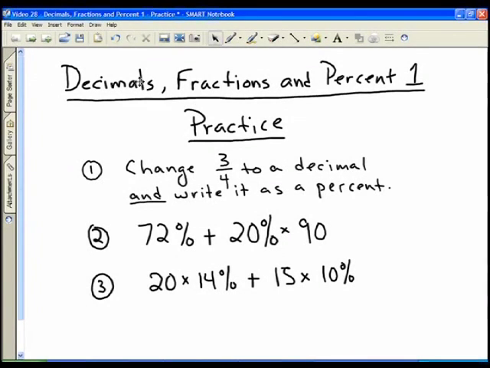In this video, we want to take a look at getting some practice working with decimals, fractions, and percents. So here are 3 questions. Take a moment, copy these 3 questions down, then pause the video, work out the answer to each question, and then resume the video, and you can see these solutions and explanations to each problem.